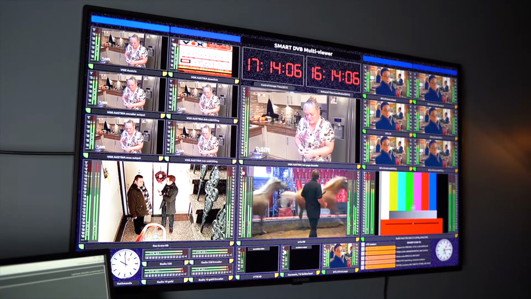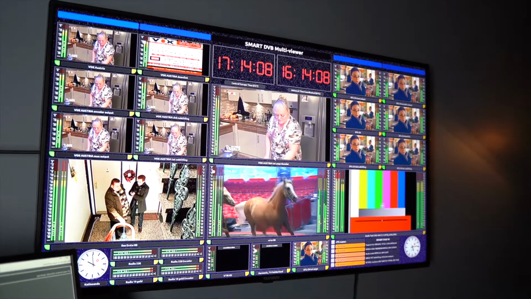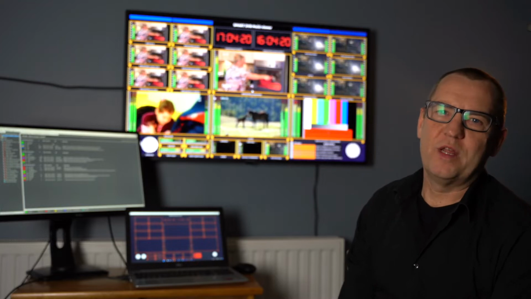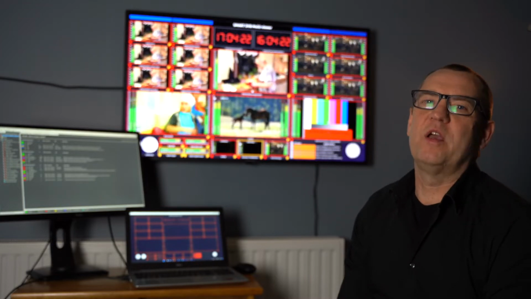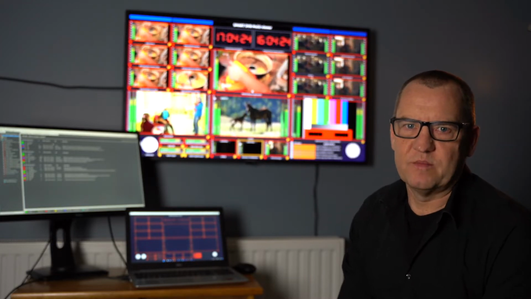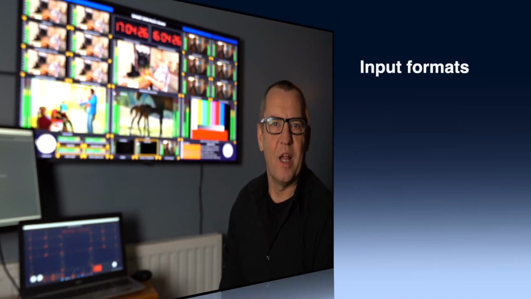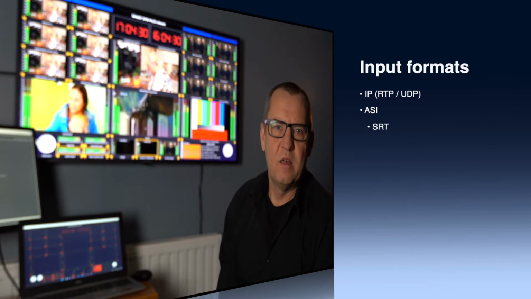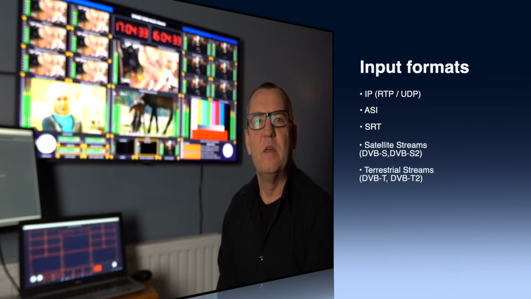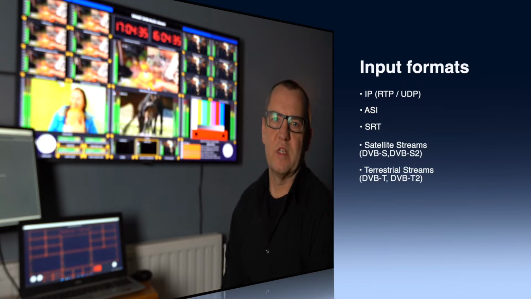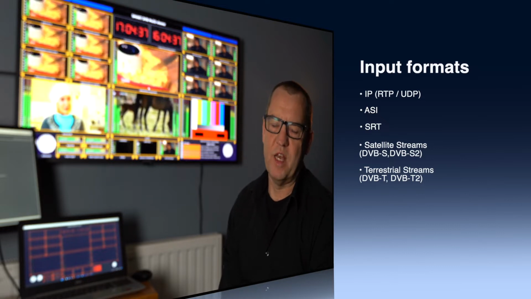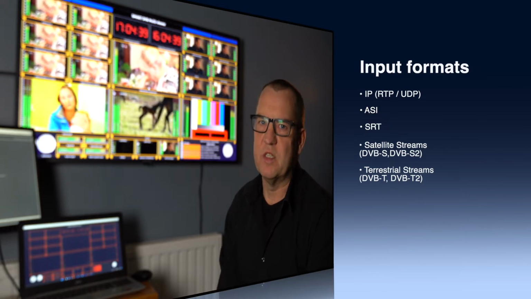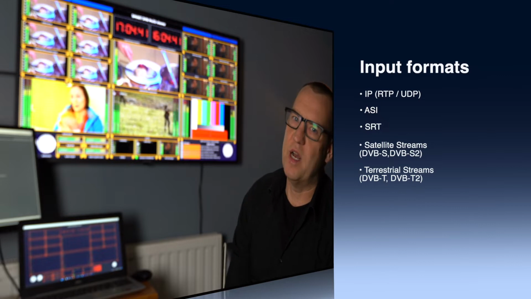Smart monitoring is our flagship when it comes to 24/7 monitoring and viewing of your DVB transport streams. Smart supports any input like IP, RTP, UDP, ASI, SRT, satellite streams like DVB-S, DVB-S2, terrestrial streams, DVB-T, DVB-T2, and more.